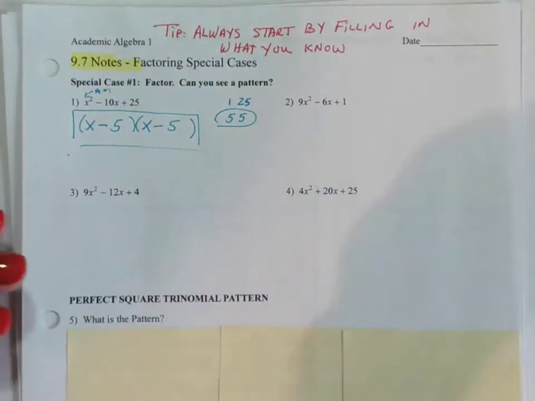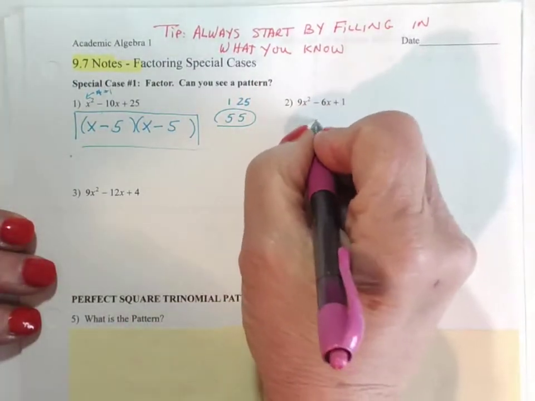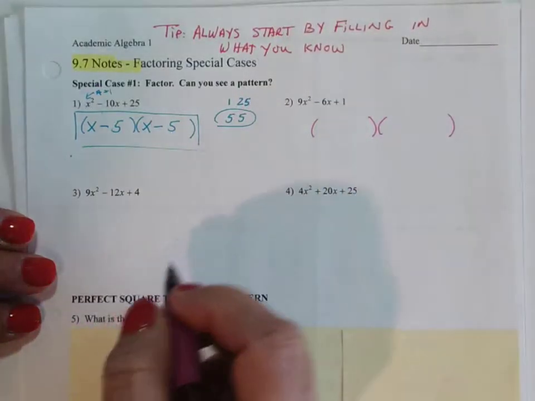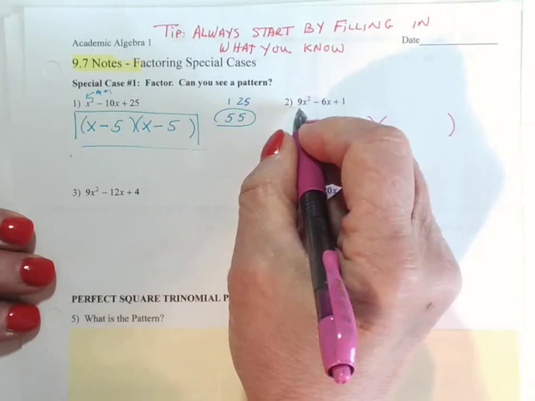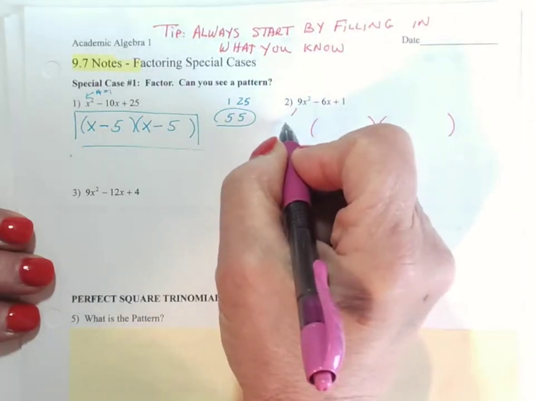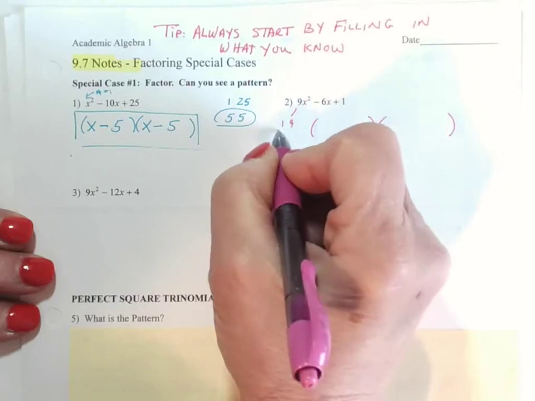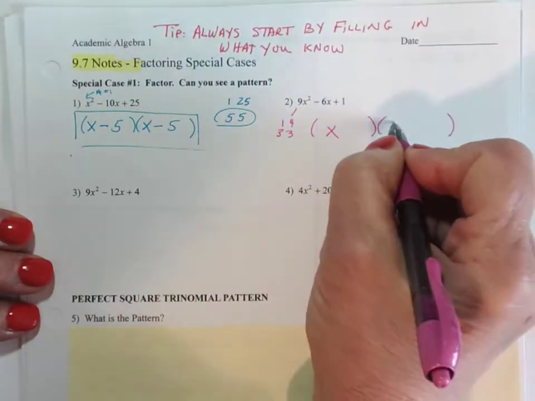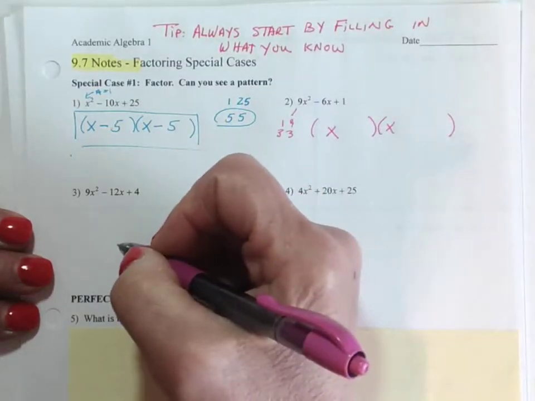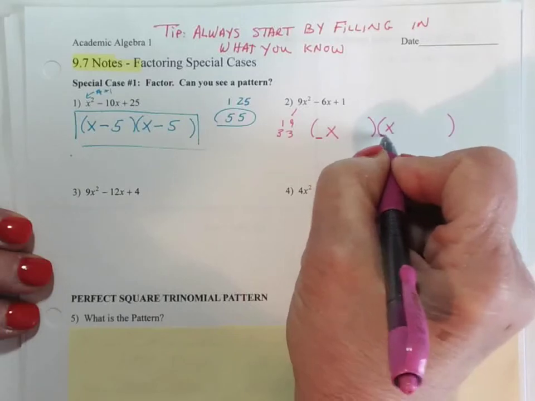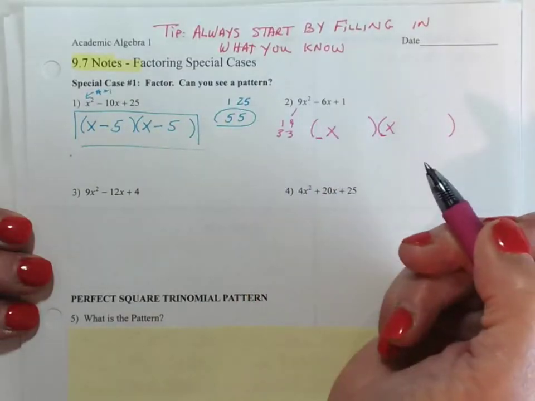All right, so the next problem, as I said, we fill in what we know. We know that we're going to have to figure out what to do with this 9. Okay? And the factors of 9 are 1 and 9, 3 and 3. But we do know that we're going to have x times x. And we're going to have a number in front of the x to get 9x squared.